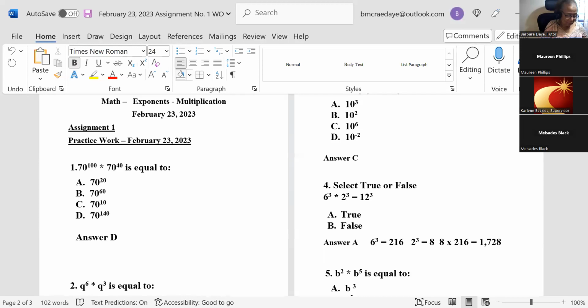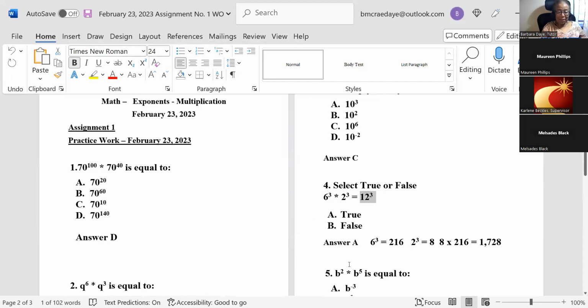Now take 12 to the third in your calculator. Raise it to the third power. And what do you get? I got 1,728. So aren't they equal? Yeah, so they're equal. That makes it true.